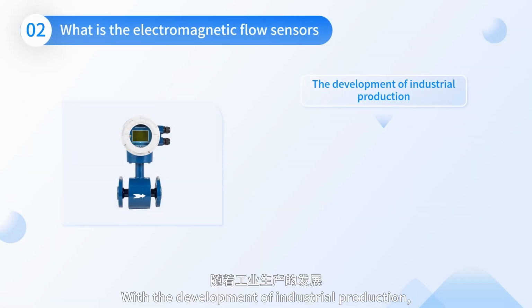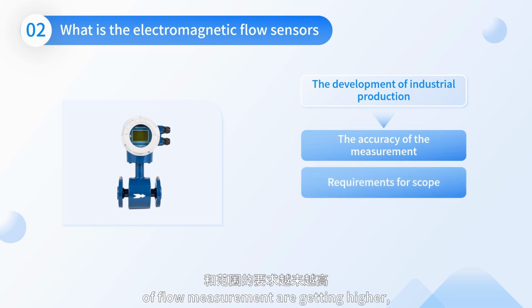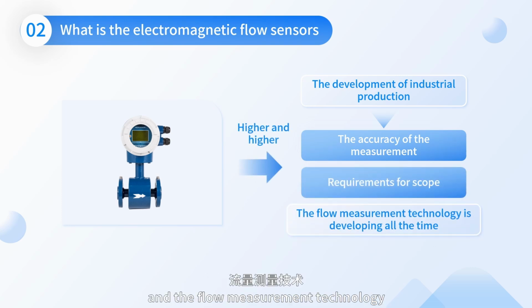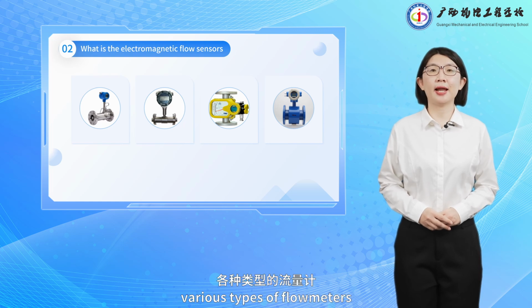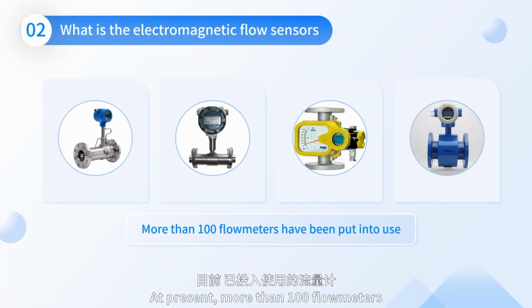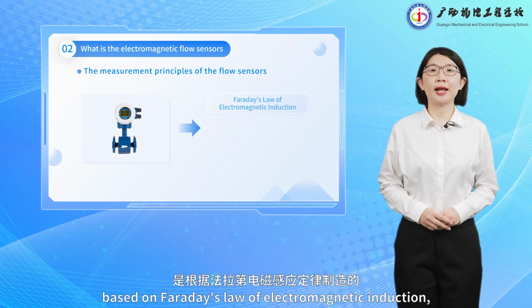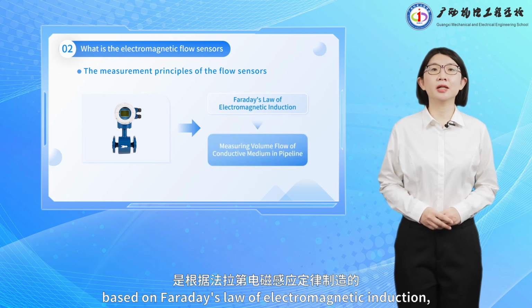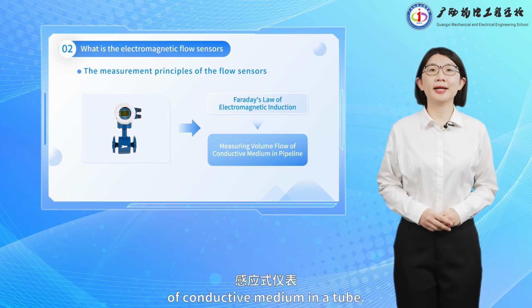With the development of industrial production, the requirements for the accuracy and range of flow measurement are getting higher, and the flow measurement technology is developing all the time. In order to adapt to various uses, various types of flow meters have come out one after another. At present, more than 100 flow meters have been put into use. Electromagnetic flowmeter is an induction meter based on Faraday's law of electromagnetic induction, which is used to measure the volume flow of conductive medium in a tube.